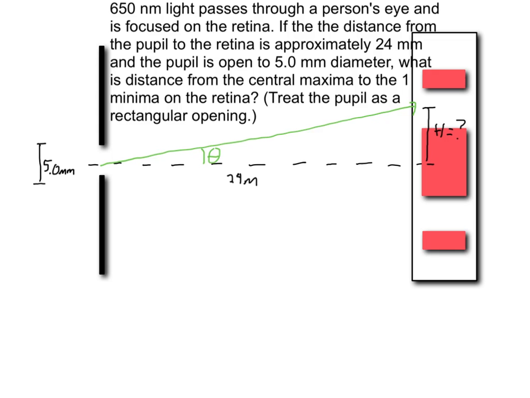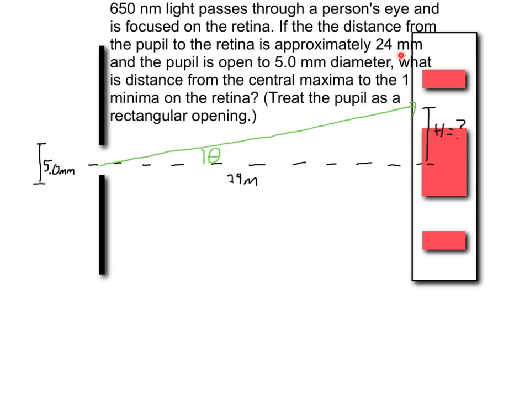Working an example problem here for you. I'm going to have light of about 650 nanometers, that's in the red part of the spectrum, pass through a person's eye and be focused on the retina. And we're going to treat the eye like a rectangular slit. If we were to quickly summarize what actually happens, you have a hole, if you will, in your eye. Now there are lenses and other things, never mind that. We're going to try to simplify the human eye down. You have a hole, which is a pupil, and you have a screen in the back of your eye, the retina. Now granted, that screen is curved. We're not going to focus on that right now.